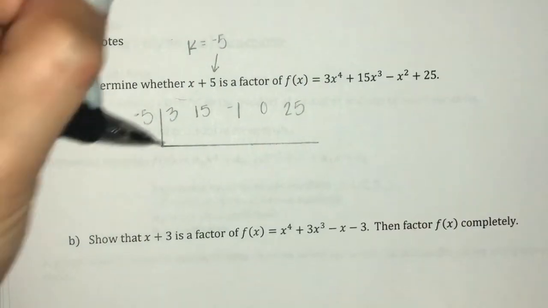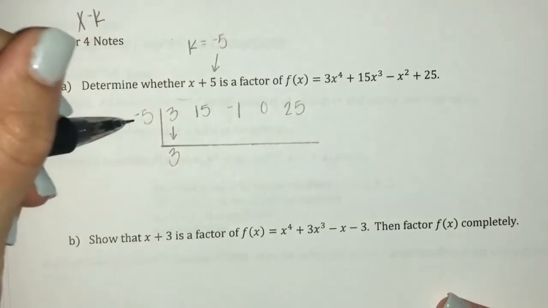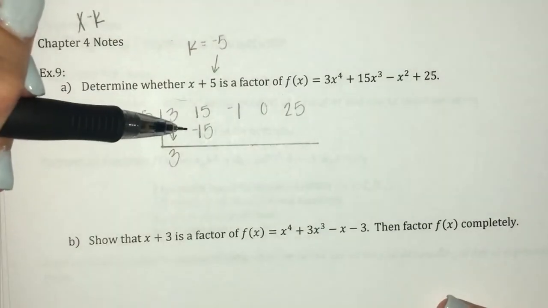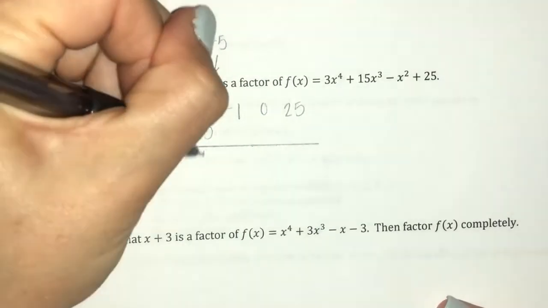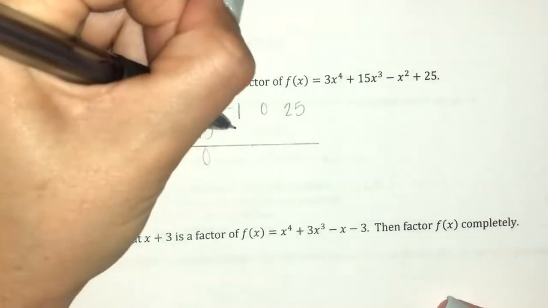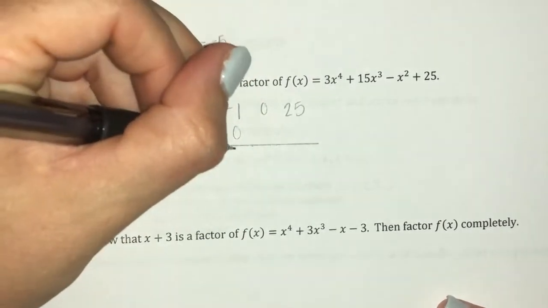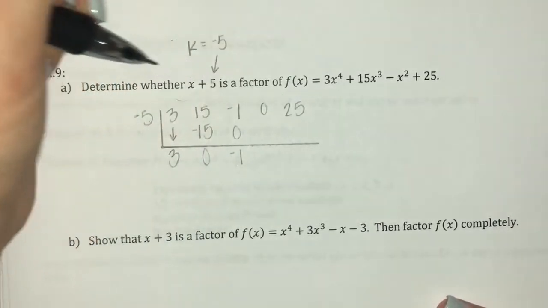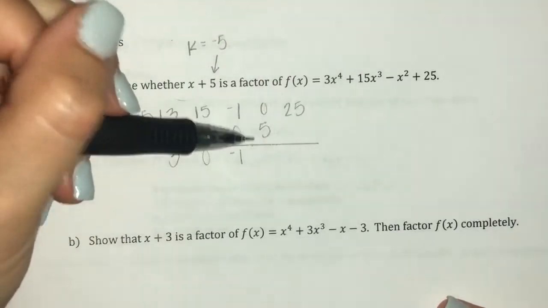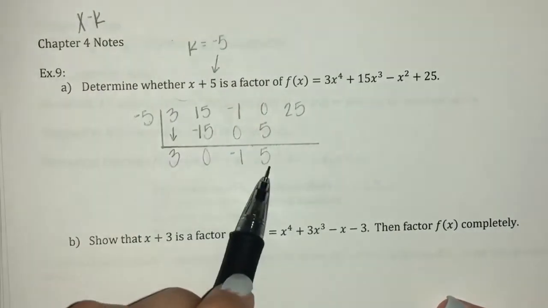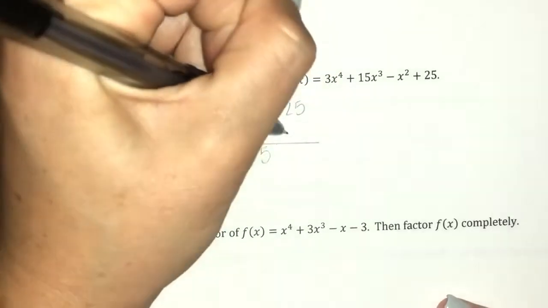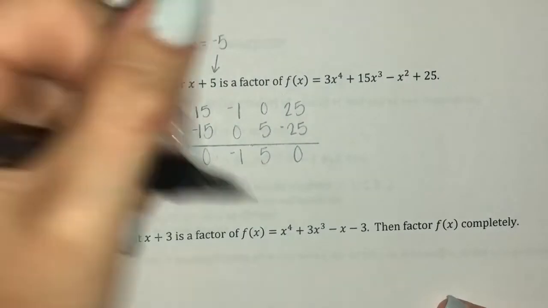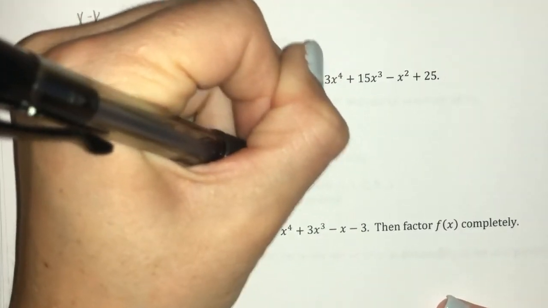So we'll bring down the first number, the 3. -5 times 3 is -15. Add this column, 15 plus -15 is 0. 0 times -5 is 0. -1 plus 0 is -1. -1 times -5 is +5. Add this column, 0 plus 5 is 5. And then 5 times -5 is -25. So 25 plus -25 is 0. So we got a remainder of 0.